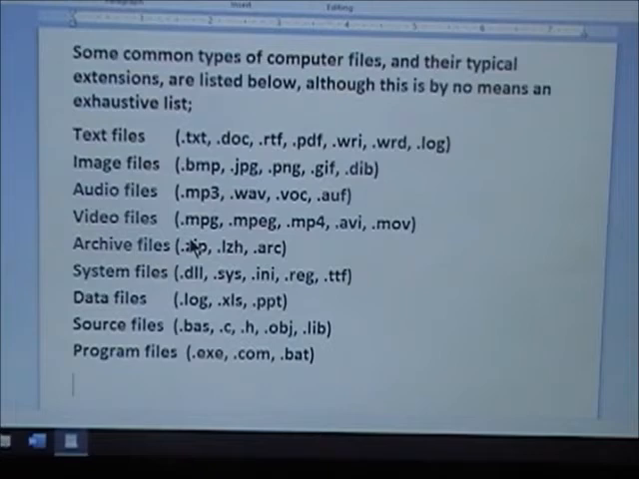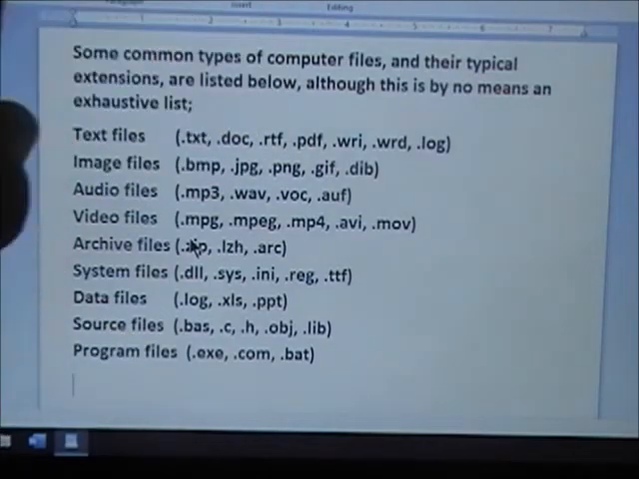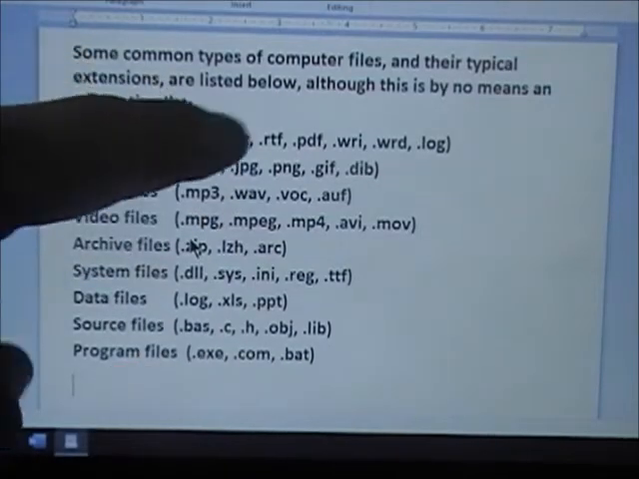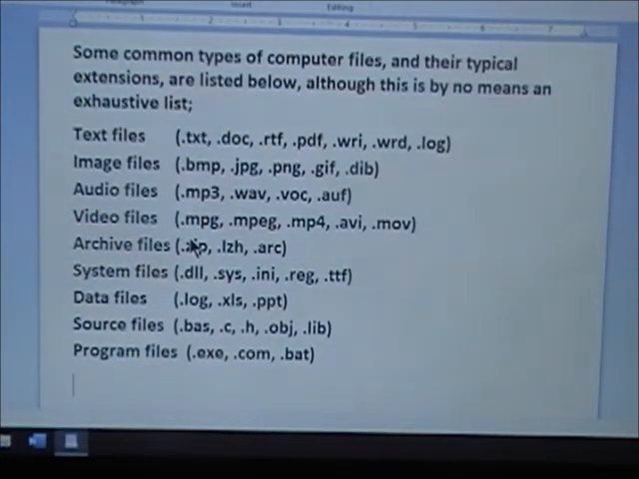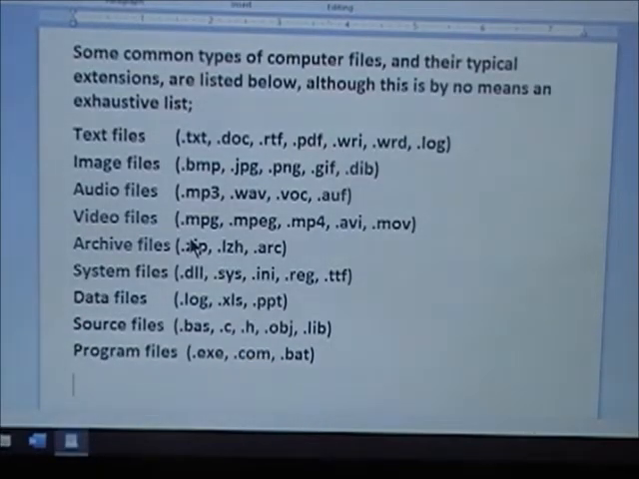Alright, so in any case, as I mentioned, there's different types of computer files. You've got your text files, images, audio files, video, archive, system data, source files, and program files. And notice they have extensions like TXT for text, DOC for document, RTF, rich text format, something like that, portable document file, then bitmaps for images, JPEGs, PNGs. Basically, these are different types of data, but they all come down to data. Even program files, executables, COM, batch files, they're all just data that the computer deals with differently depending on how it's programmed to run.